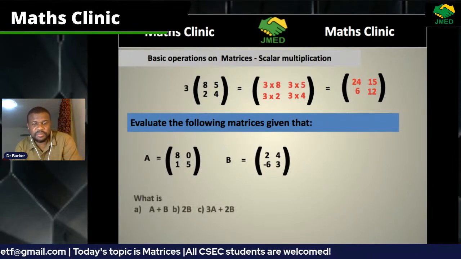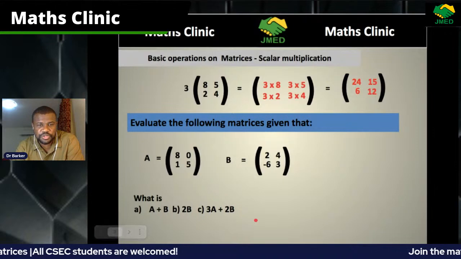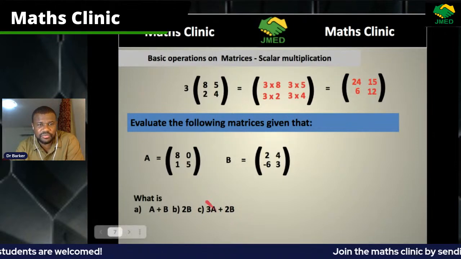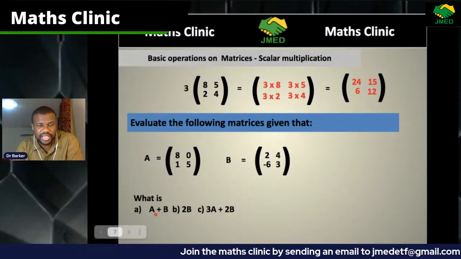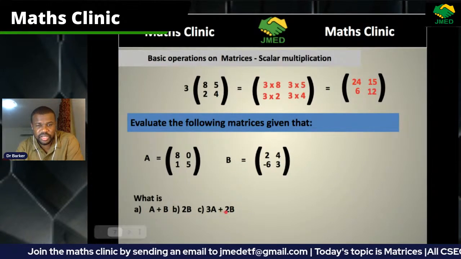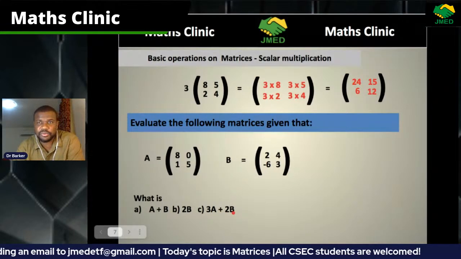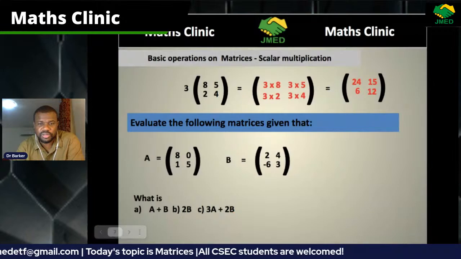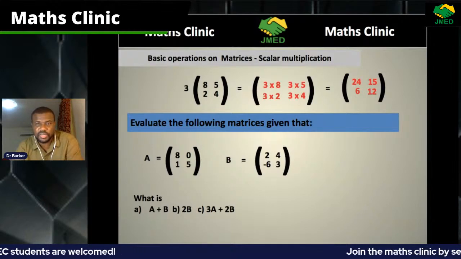Have a look at this example. I'm going to leave that for 2 minutes for you to have a start on those. So we have A, we have B, and I'm going to ask you to have a go at what is A plus B, what is 2B, and what is 3A plus 2B. So that's going to be a nice little practice question for you right now. So have a quick go at that. I'll give you 2 minutes to have a go at those, and then I'll work through those.